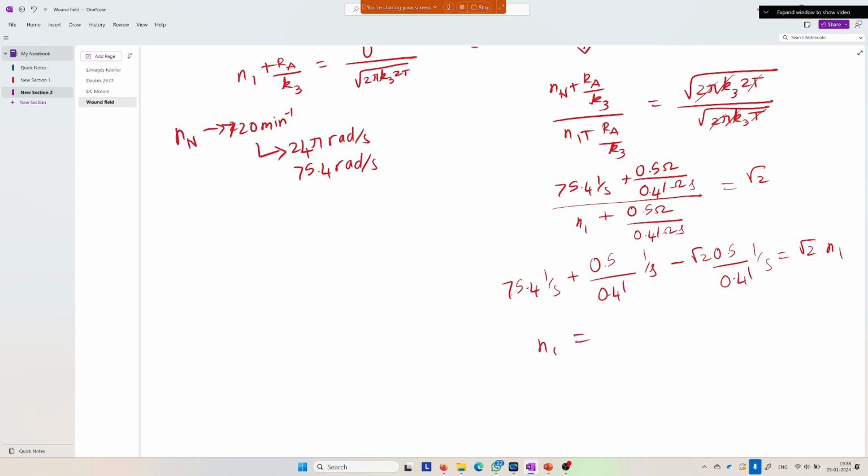So N1 equals, then it's just a case of solving this. 75.4 plus 1 minus root 2 times 0.5 divided by 0.41. One moment. That gives me 74.9, divided by root 2, 1 by second, which is 52.9 radians per second.